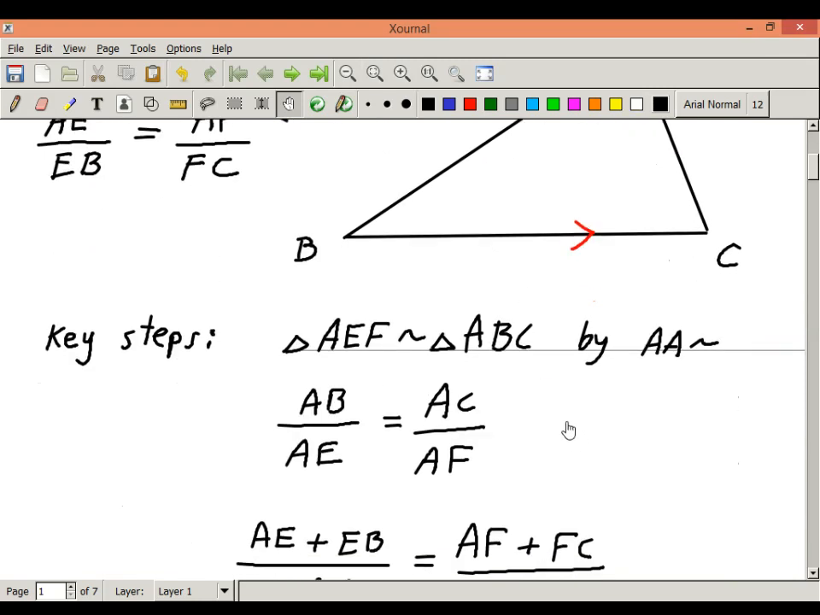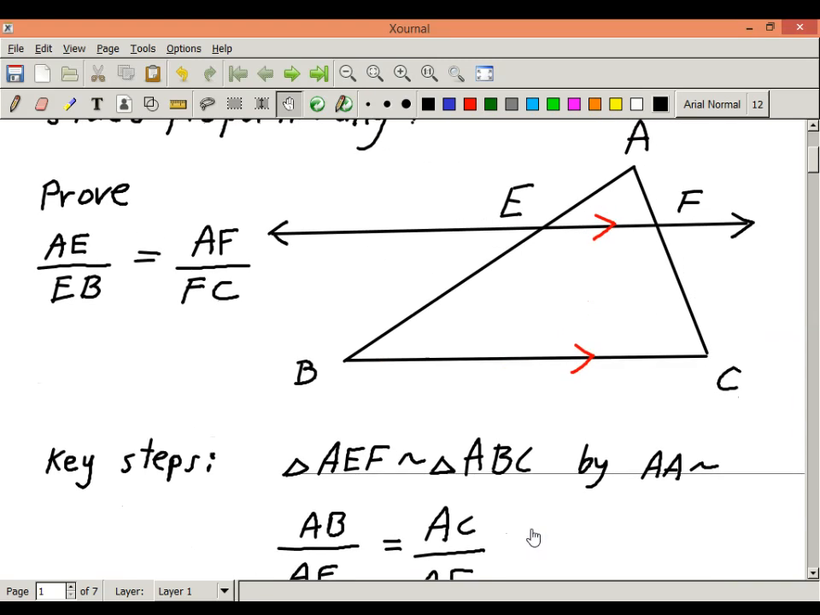So I've outlined the key steps here. We're going to, first of all, claim that triangle AEF, the small triangle on the top, is similar to triangle ABC, the big triangle, by angle. And you can see that by these two angles being congruent. Those are corresponding angles. Parallel lines cut by a transversal, corresponding angles are congruent. And you could also just say they share a common angle. But by angle, the small triangle and the big triangle are similar.